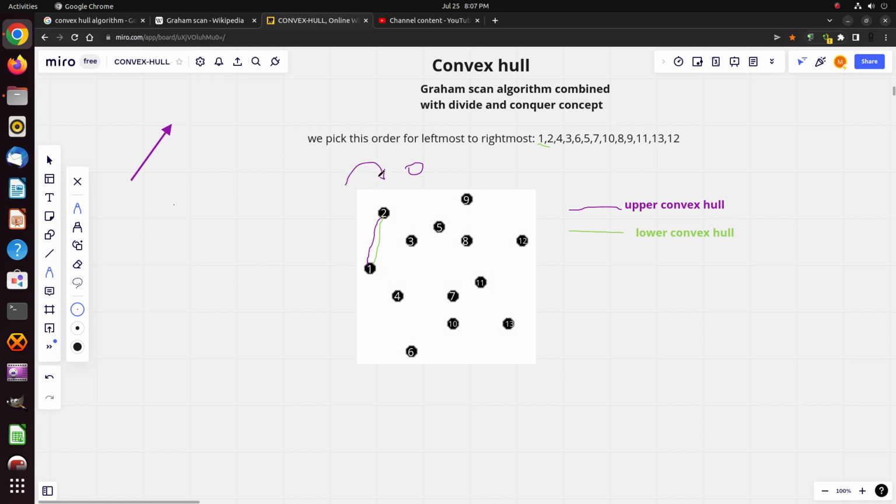This is for the upper hull. The rotation must be clockwise, which means the cross product must be positive or not. For the lower hull, the rotation must be counterclockwise, which is negative or not.